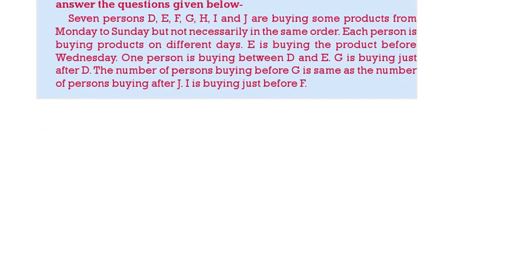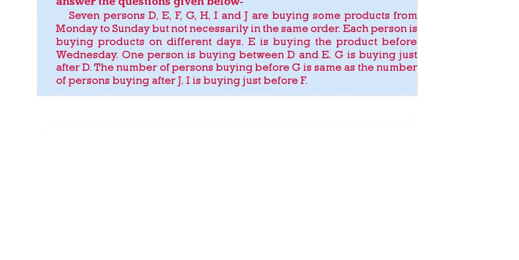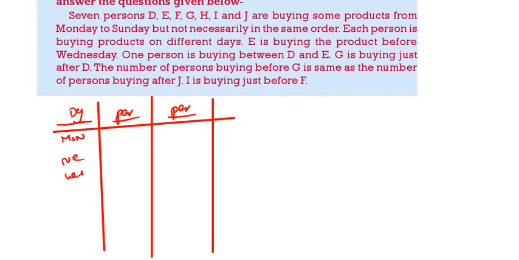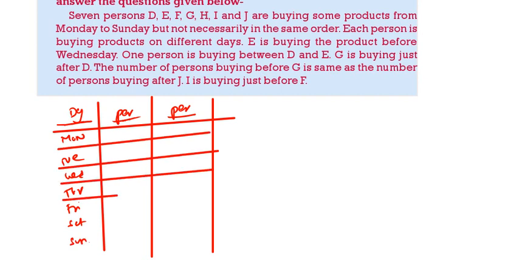Now this is the question. Now all of you write down a 3 column table. First one is day, next one is person. We are doing a 3 column table. Days from Monday to Sunday: Monday, Tuesday, Wednesday, Thursday, Friday, Saturday, Sunday.